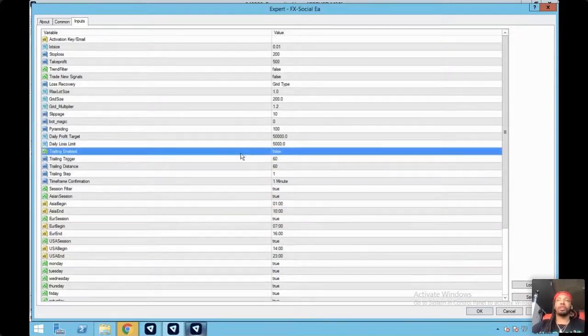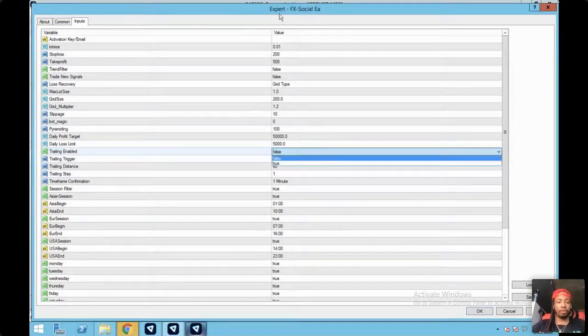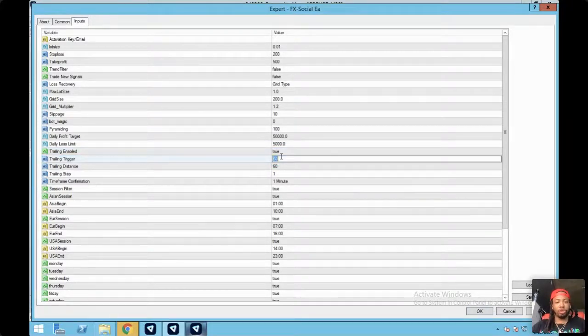Trailing stop, trailing. Sometimes I keep it on, sometimes I have it off. Depends on different accounts. Like I tell you, demo it. But if I was to have it on, let's say I had it at 500. If you want a trailing stop, I would do 500, take profit. Set this to true. Set this to probably like 200 and 250, which is 25 pips. Set the distance to 50.